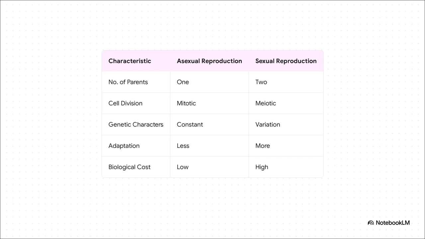Sexual reproduction is the opposite. It's slower, it takes more energy, it uses meiotic division to create variety. It's less like a photocopier and more like a master chef, combining different ingredients to create something totally new. The result is an offspring that is much better equipped to handle a changing environment.